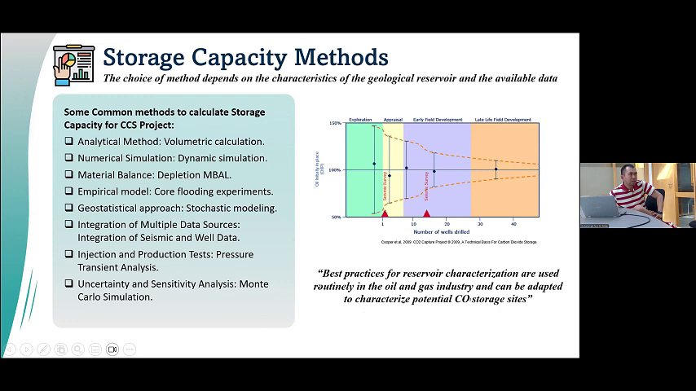And the other thing is that we can also integrate multiple data sources, from seismic and other data. It's really needed to integrate all the information coming from subsurface data, from well logs, from seismic data, from pressure transient, from any kind of flow test and so on. But the most important is the uncertainty and sensitivity analysis, using Monte Carlo simulations. Some of the uncertainty can be evaluated very similarly to what we have done for reservoirs in oil and gas.